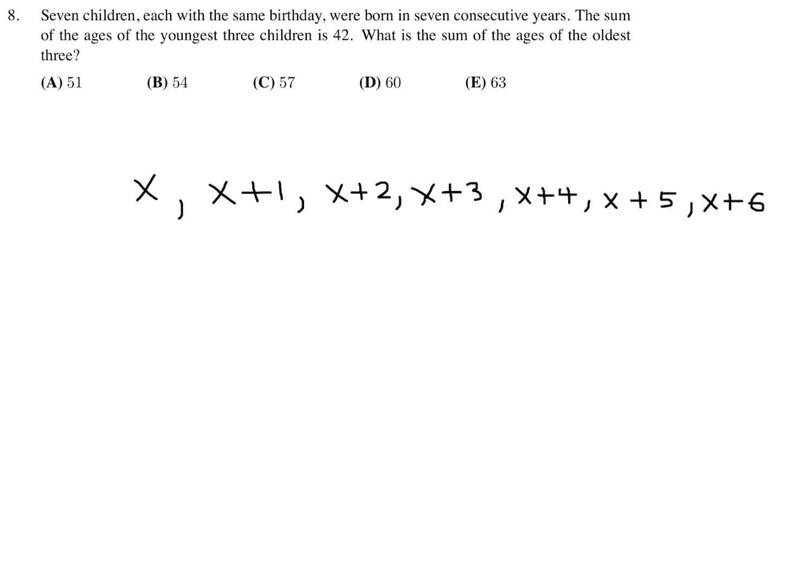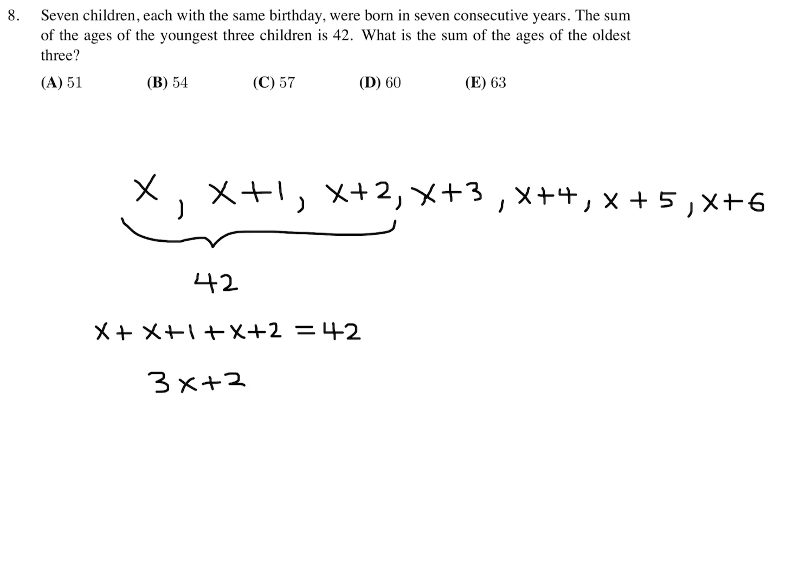And they tell you that the sum of the ages of the youngest 3 is 42. So that means x plus x plus 1 plus x plus 2 is equal to 42. So that means 3x plus 3 is 42. Solving, you get 3x is equal to 39, and therefore x is equal to 13. And they want you to figure out the sum of the ages of the oldest 3.